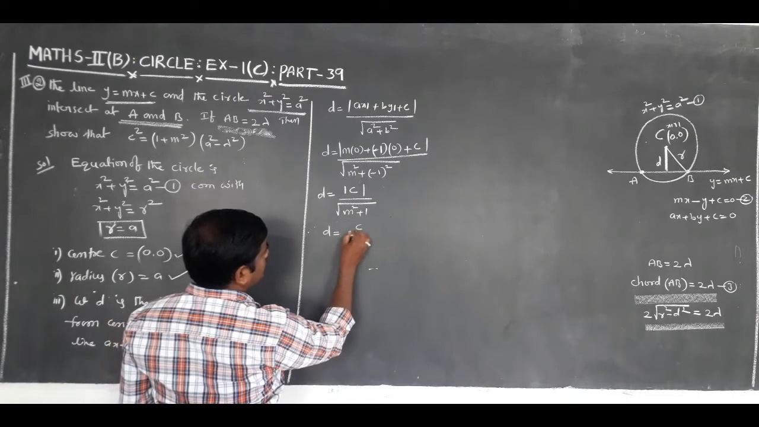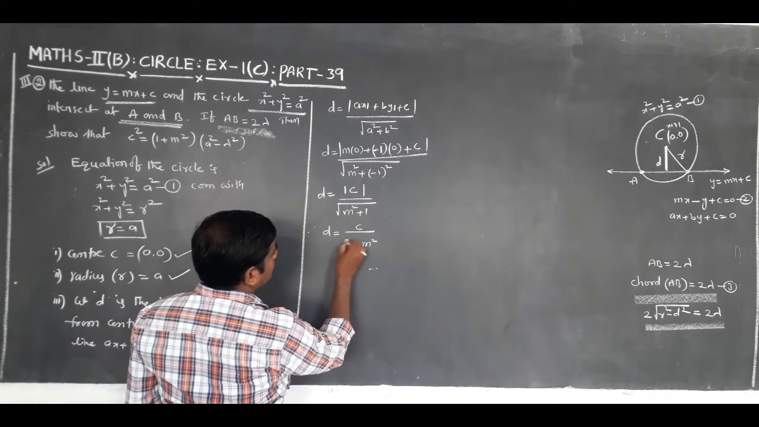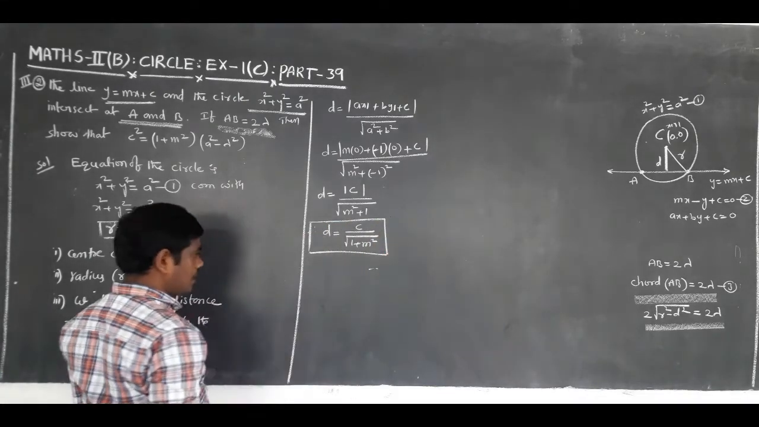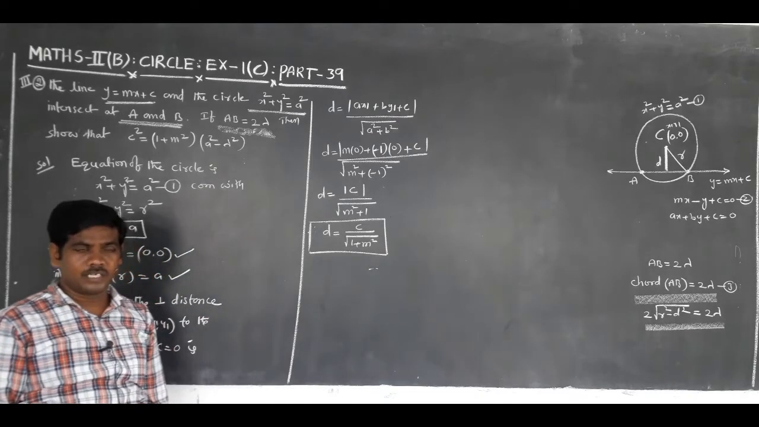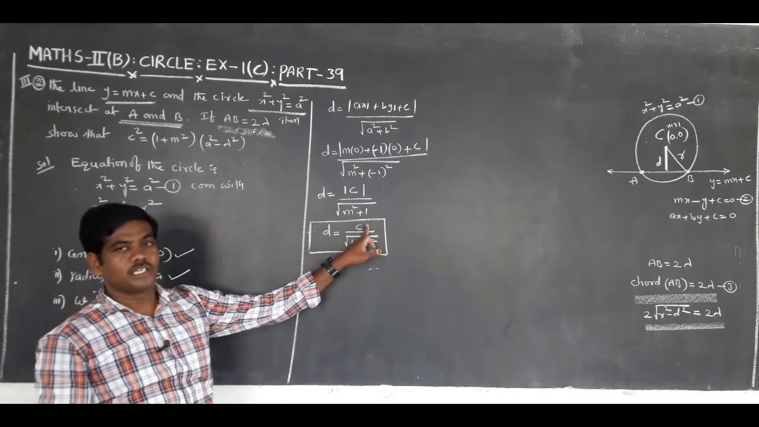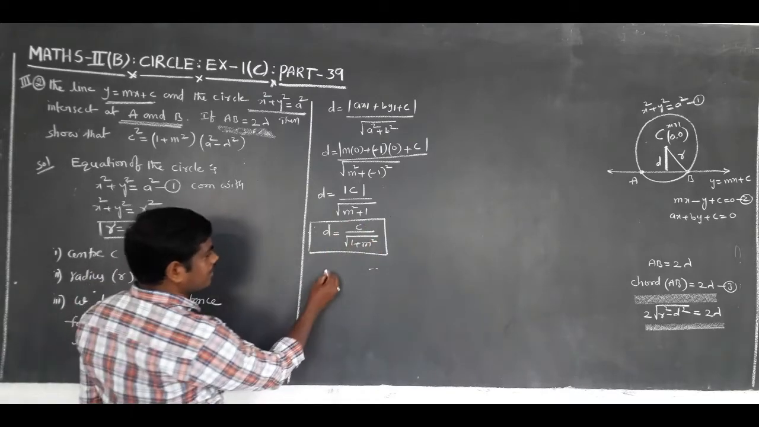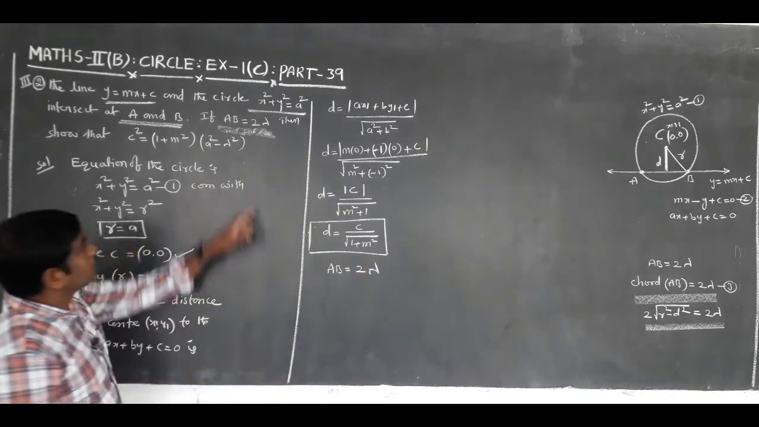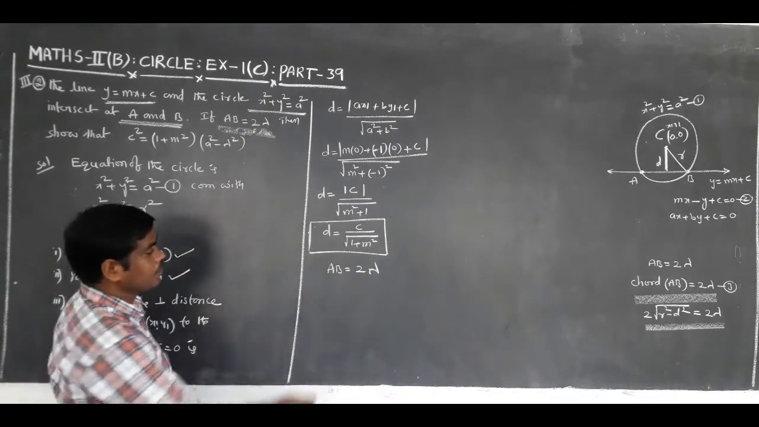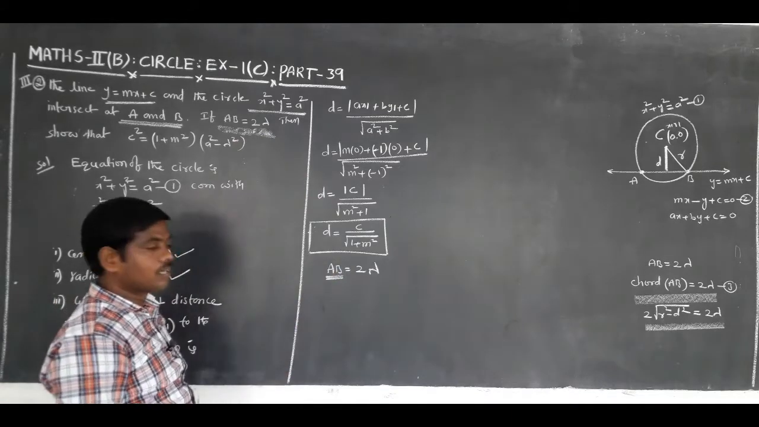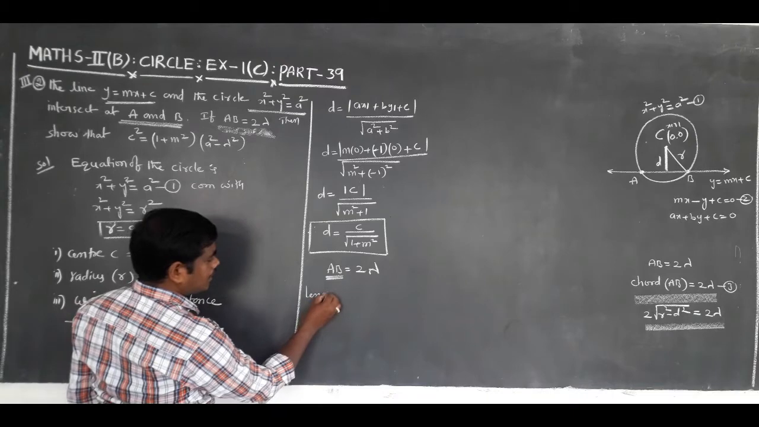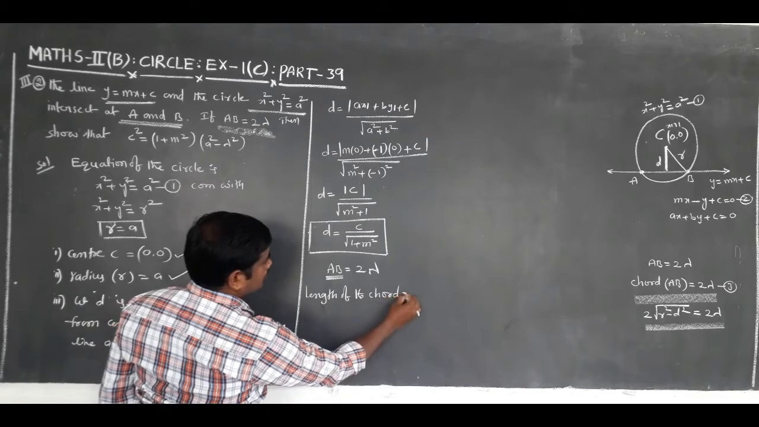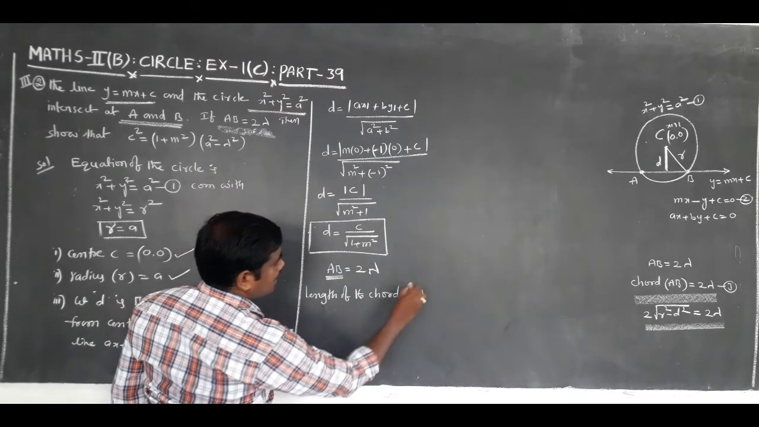Therefore d is equal to c by under root of 1 plus m square, which is the perpendicular distance from the center to the line. Here it is given that AB is equal to 2 lambda. AB means the length of the chord. The length of the chord is equal to 2 lambda.